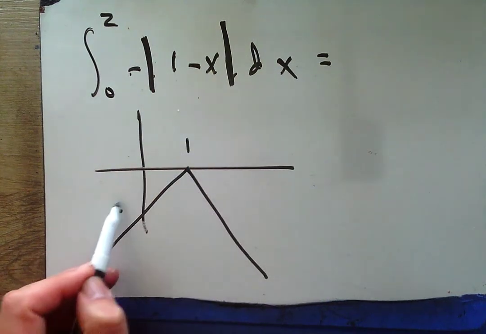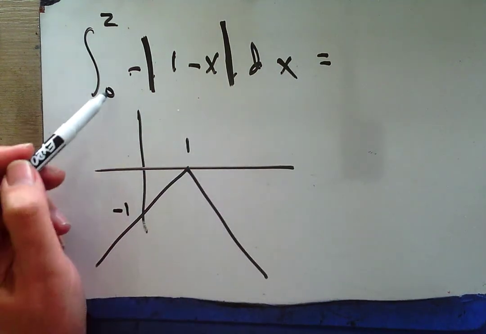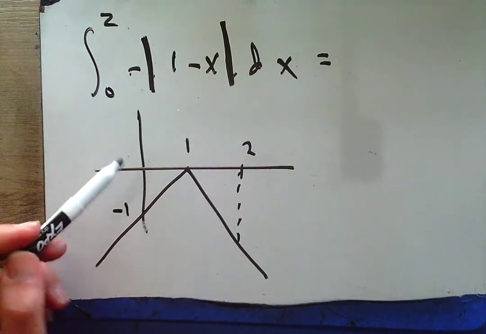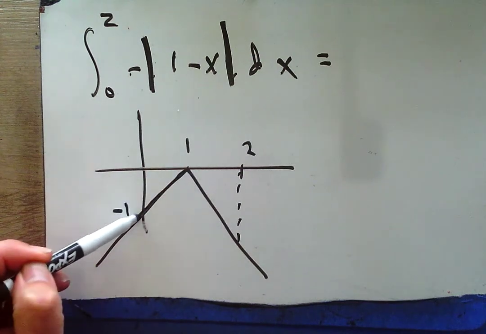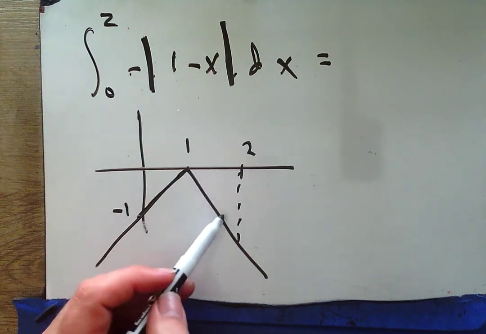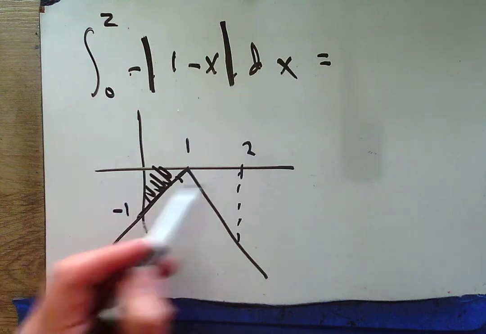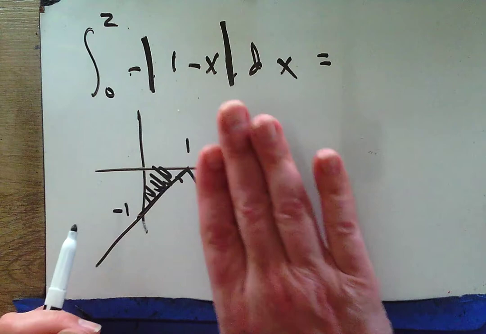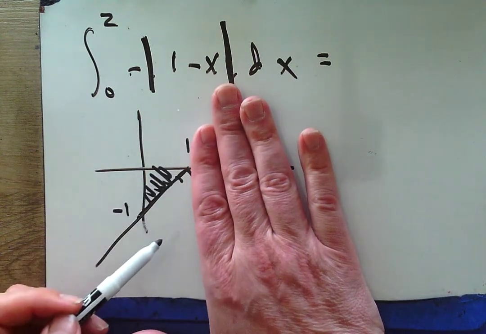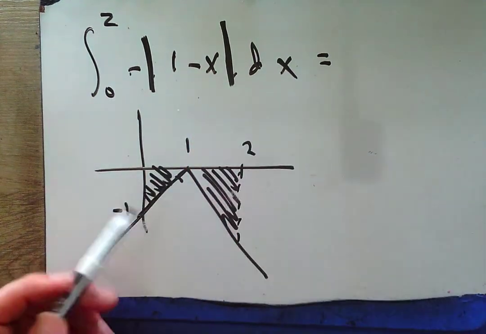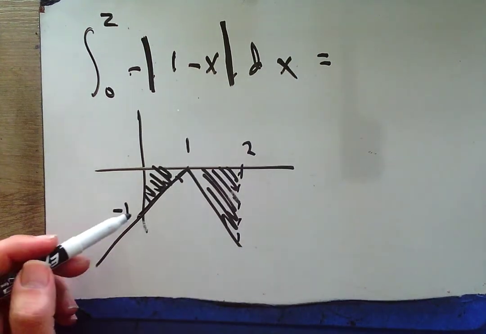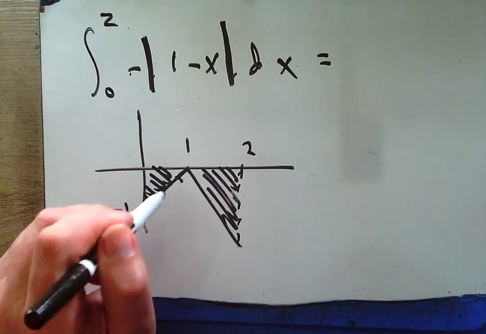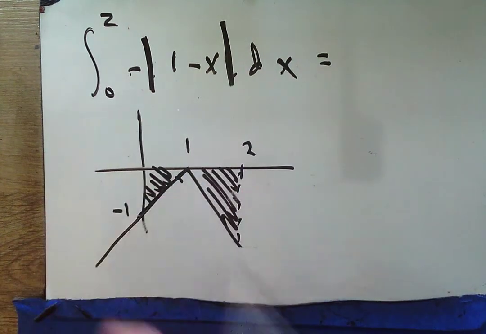So there's 1, there's negative 1. We're integrating from 0 to 2. And because of symmetry, I sort of feel like this area and this area are going to be the same number. So if you want to do the integral from 0 to 1 and multiply that by 2, so you get 2 of those, that should probably work in this case. But it's really not a whole lot of work to evaluate each of these triangles.